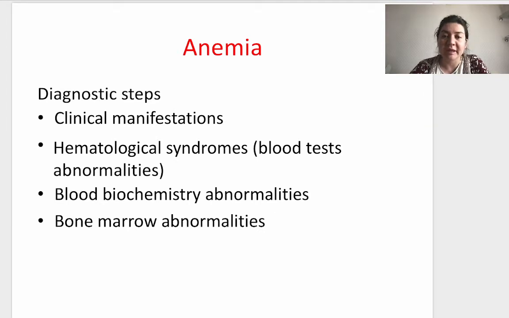Diagnostic steps in anemia. These are clinical manifestations and hematological syndromes. First of all, we check blood test abnormalities, blood biochemistry abnormalities, and bone marrow abnormalities.